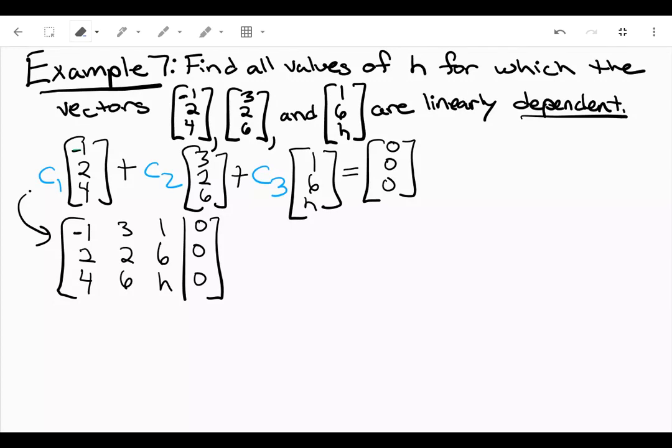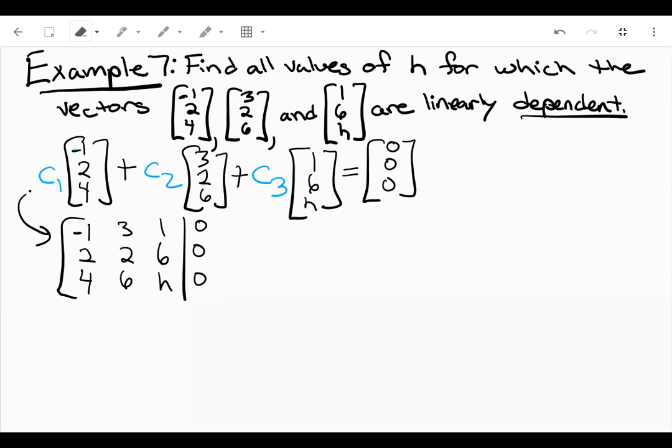So in example 7, you're asked to find all values of h for which the vectors (-1, 2, 4), (3, 2, 6), and (1, 6, h) are linearly dependent. So I went ahead and wrote the corresponding equation here.